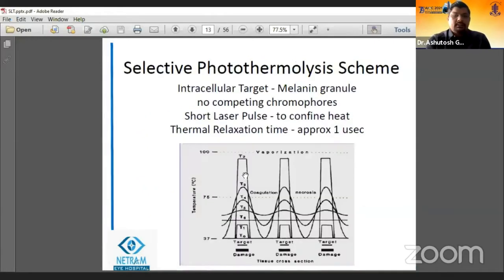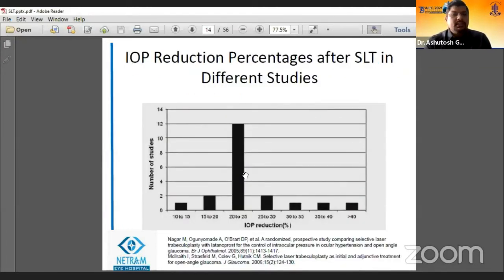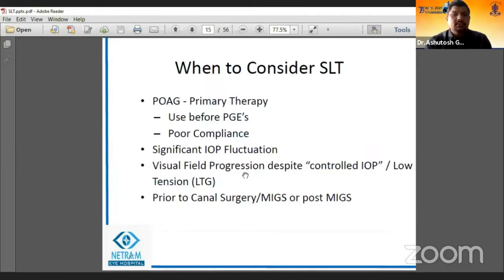So this is the basic physiology of how it functions. It has 3 parts: an intracellular target, which is the melanin granule, and no competing chromophores like hemoglobin or other leukocytes. Short pulse duration is the major key factor, and thermal relaxation time has to be approximately 1 microsecond. If the energy lasts longer than the desired duration, it will dissipate into the cellular tissues. What various studies have shown is that IOP reduction is roughly 20 to 25% in patients with SLT.